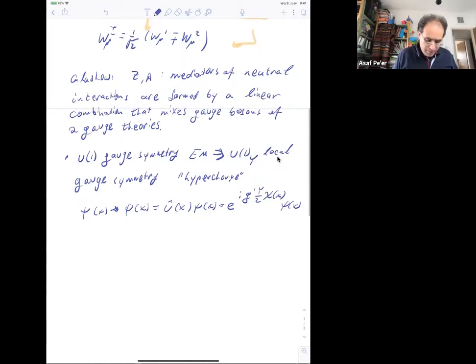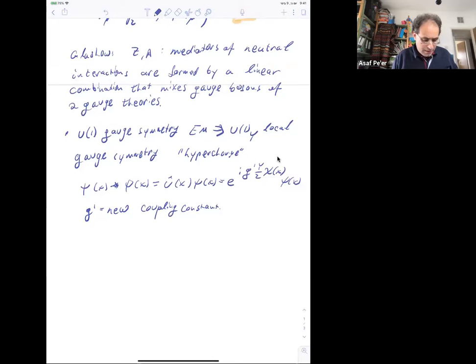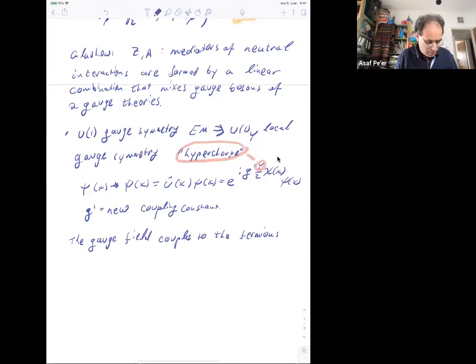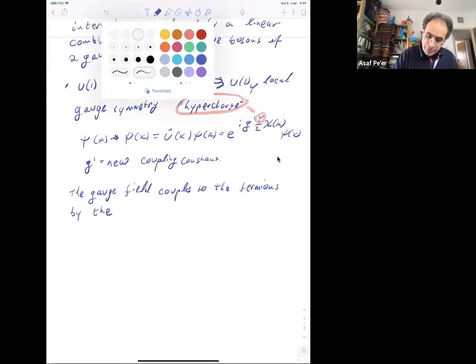That gives rise to a new field, B mu, and a new coupling constant, g prime, right? g prime is a new coupling constant. And the Y is called the hypercharge. Y is the hypercharge. To be more precise, it's called the weak hypercharge. So the gauge field couples to the fermions.